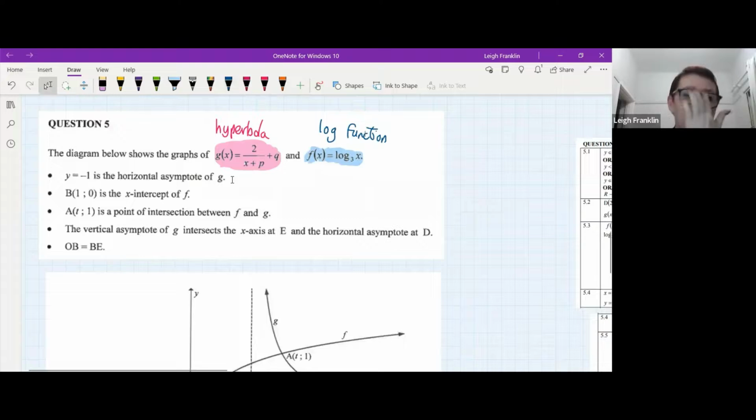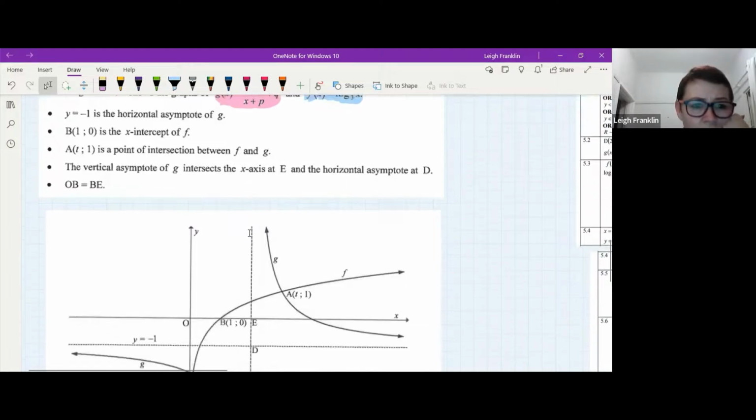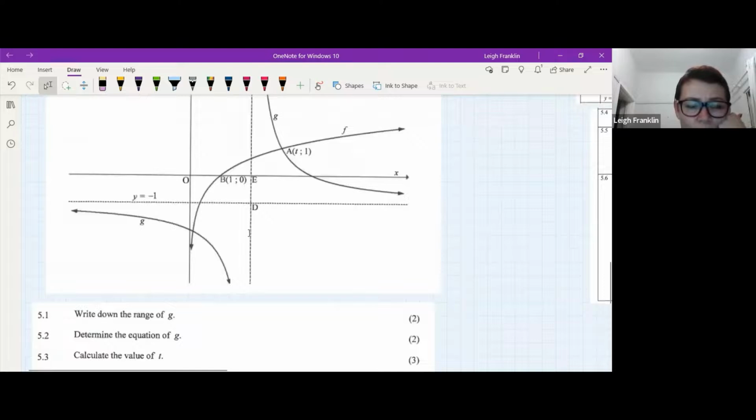Now they give us some information. So y equals -1 is the horizontal asymptote of G. B is the x-intercept of F. A, T and 1 is a point of intersection between F and G. The vertical asymptote of G intersects the x-axis at E and the horizontal asymptote at D. OB equals BE. Okay, so that's all the information that they are telling us.